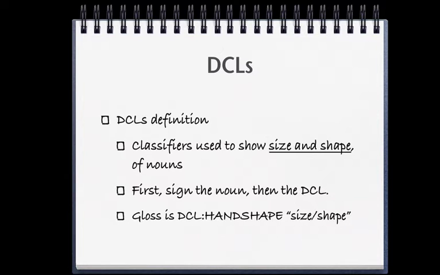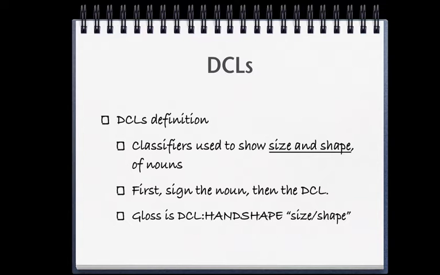All right, let's focus on DCLs. The definition for DCL is classifiers used to show size and shape of nouns. And as we remember from our classifiers lesson earlier, when using DCLs and actually all classifiers, you first sign the noun, then you sign the descriptive classifier. You sign the noun first, and then you sign the descriptive classifier.